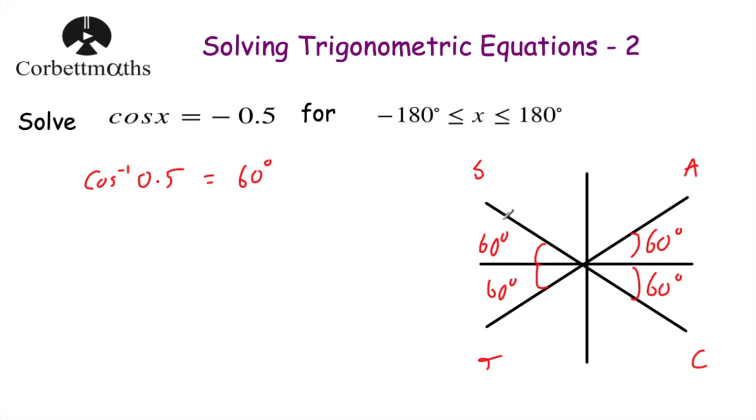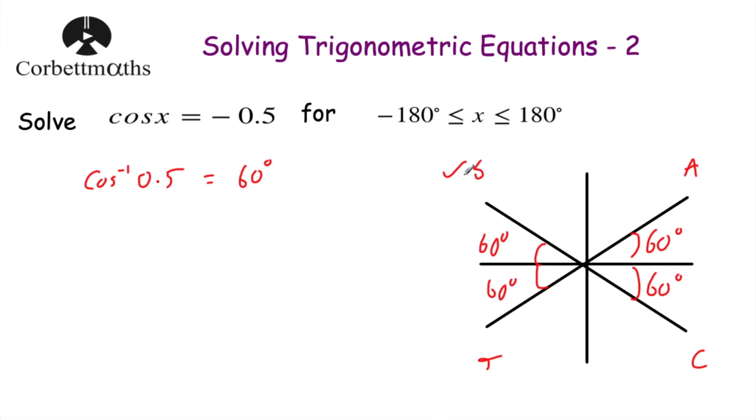Now let's consider which quadrants we're looking for. So here we've got negative 0.5. So we want to find the quadrants where the cos is negative. So the cos, so the cosine, will be negative in this quadrant here and this quadrant here, because the cos is positive in this quadrant and this quadrant. So that means in these two quadrants here, the cosine will be negative.